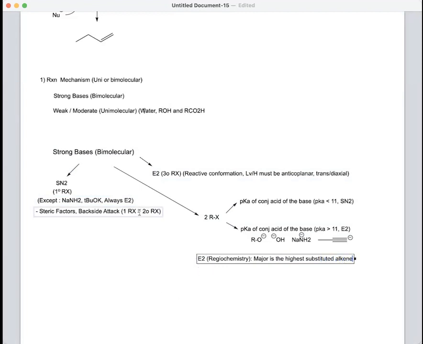The exception to that is once again potassium tert-butoxide. Potassium tert-butoxide, because it's so bulky, is going to give you the opposite, right? So potassium tert-butoxide always gives E2, and the major product is the lowest substituted alkene.